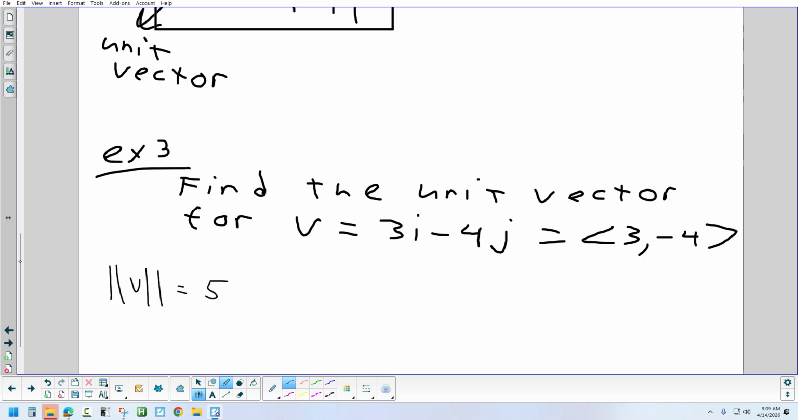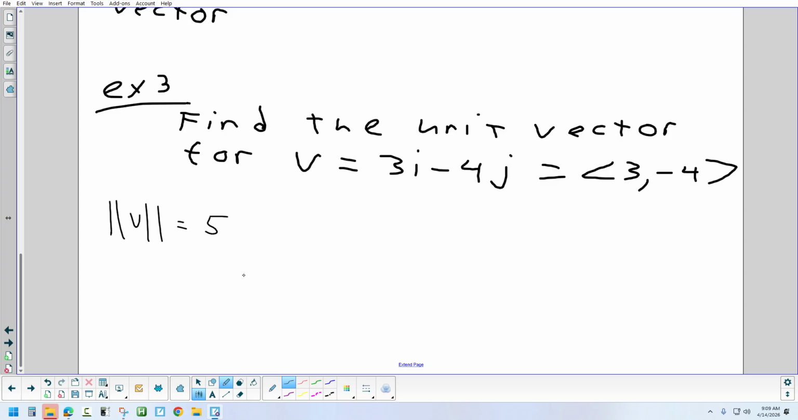So what would I have to scale vector V by to turn it into a unit vector without changing its direction? 1/5. Okay. So what would be our new vector if we scale V by 1/5? Let's write the answer in unit vector form.